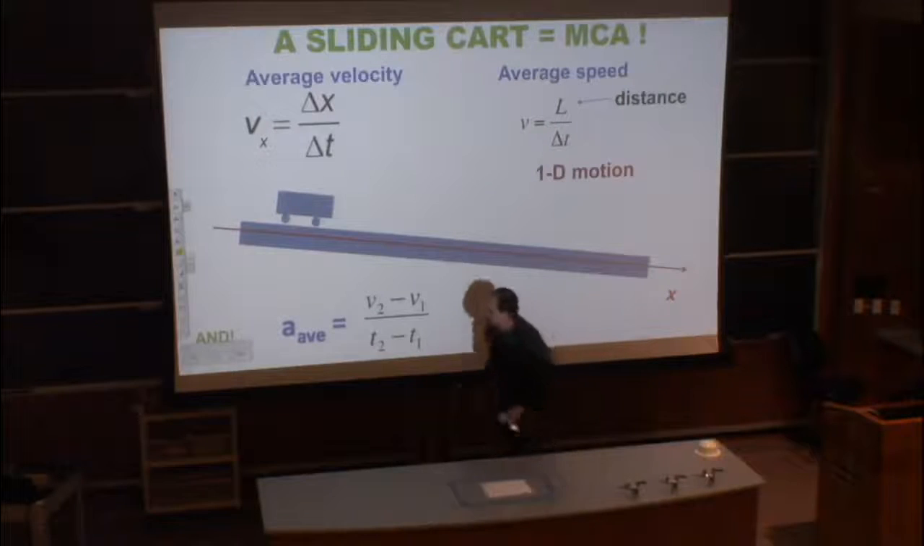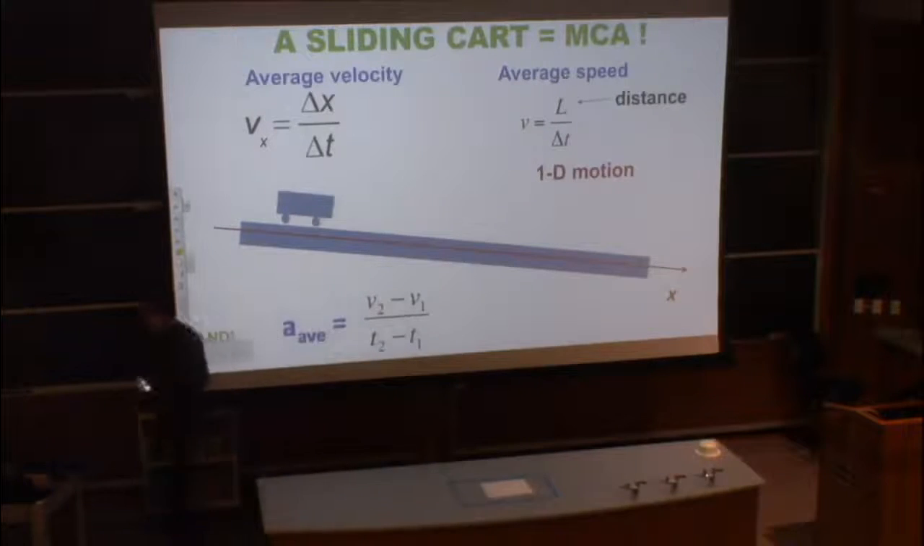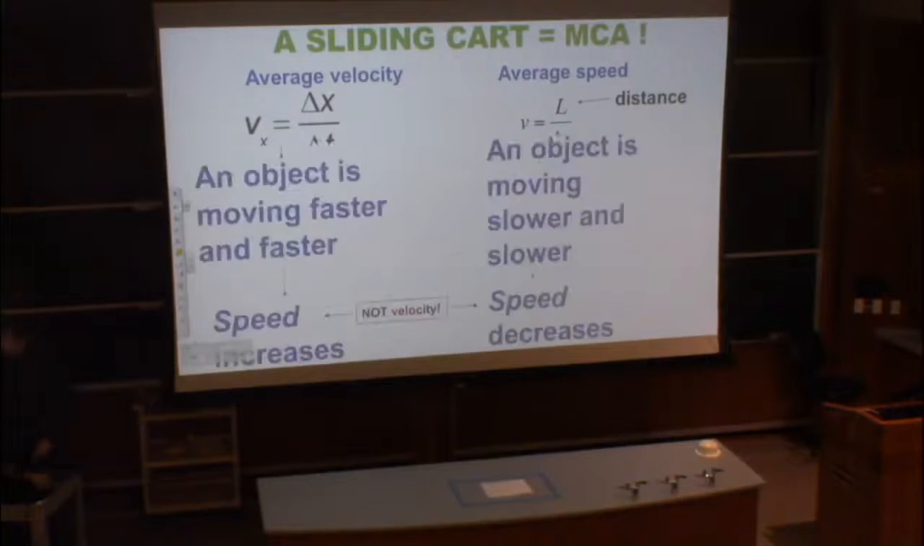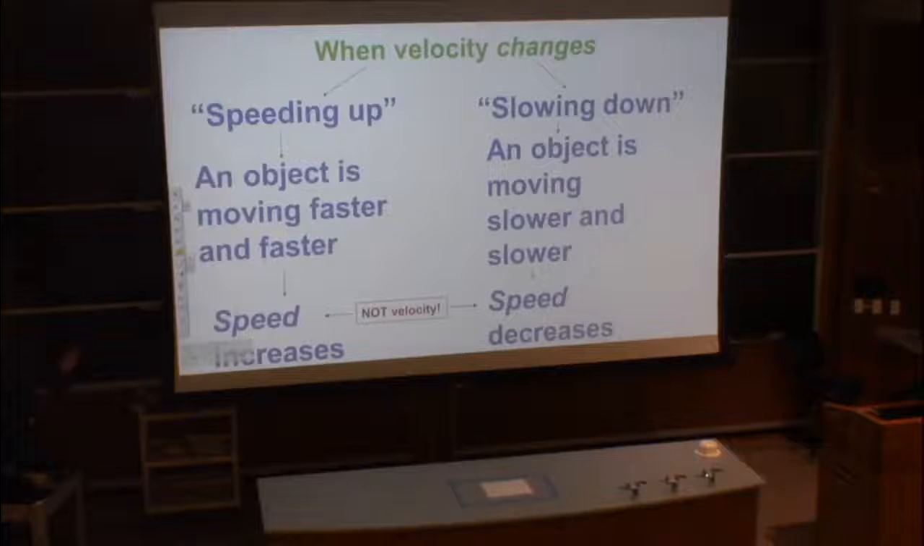Okay. Average speed is a good question. So first, again, slowing down versus speeding up. It's about what is happening to the speed. When speed increases, the object is speeding up. When speed decreases, the object is slowing down. Speeding up happens when velocity and acceleration point in the same direction. Slowing down happens when velocity and acceleration are opposite.